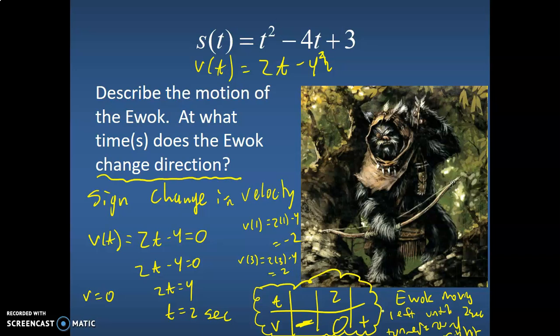The important thing that you're going to want to remember in calculus moving forward is that you're looking for a sign change in the derivative. In this case, velocity is the derivative of position, but that's going to come up over and over and over again. You're looking for a sign change in the derivative. In this case, the derivative was velocity, and we were looking for where it went from negative to positive.